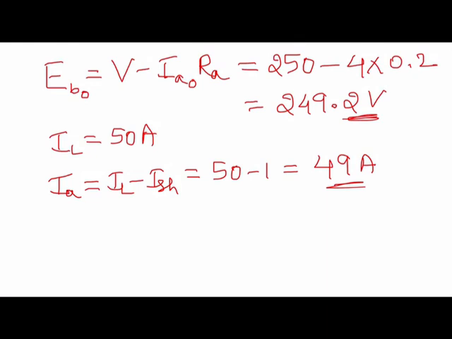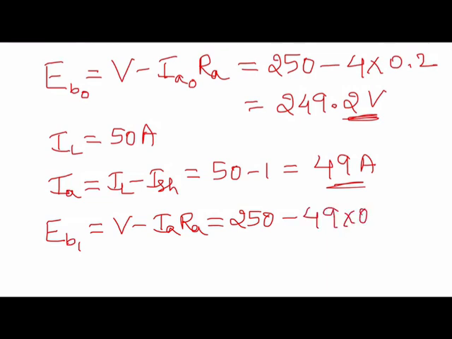Now let us calculate the back EMF under this condition. Let us consider this as Eb1. So this will be equal to, again applied voltage remains the same, minus Ia into Ra. So this will be 250 minus Ia, which is 49 in this case, into Ra, again 0.2. If we calculate this, we will get somewhere around 240.2 volts. So we can observe here, when the motor is not loaded, the back EMF is high compared to when the motor is loaded.